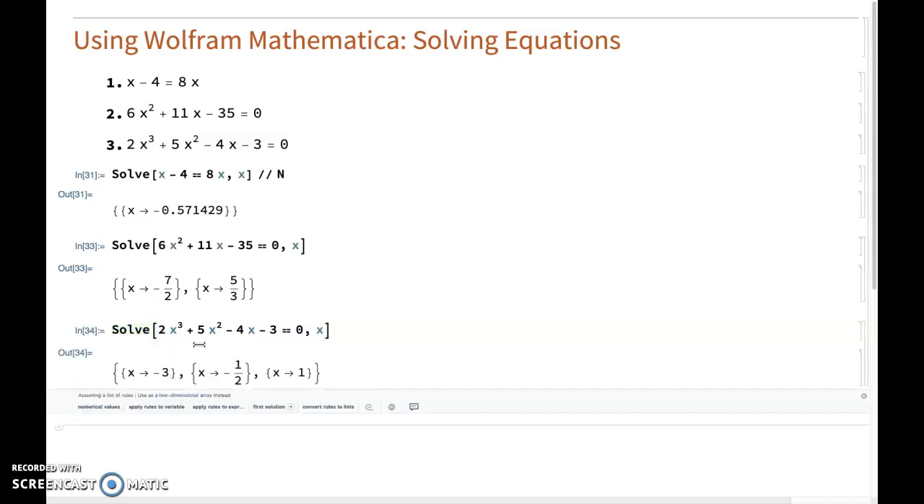I press Shift Enter, and this time again I get 3 values for x. Notice how Mathematica always uses lists to present its answers. So I have here a list of 3 smaller lists, including my 3 different values.